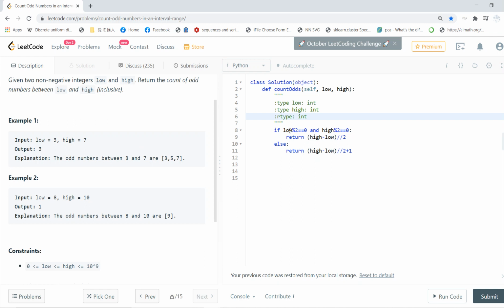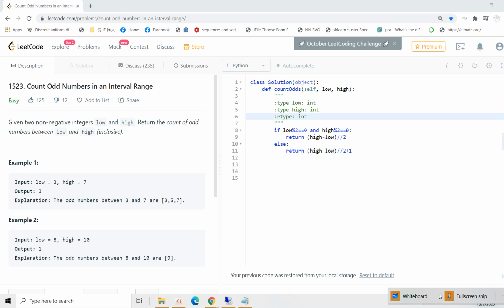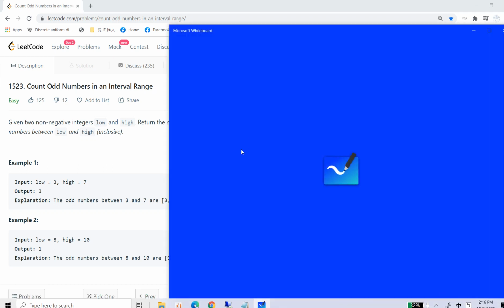The solution is very simple, I think. So I came up with this solution. If both of them are even, then the answer is just high minus low, divided by 2. And if one of them is odd, then just divide by 2 plus 1. I think the reason for this is very simple.